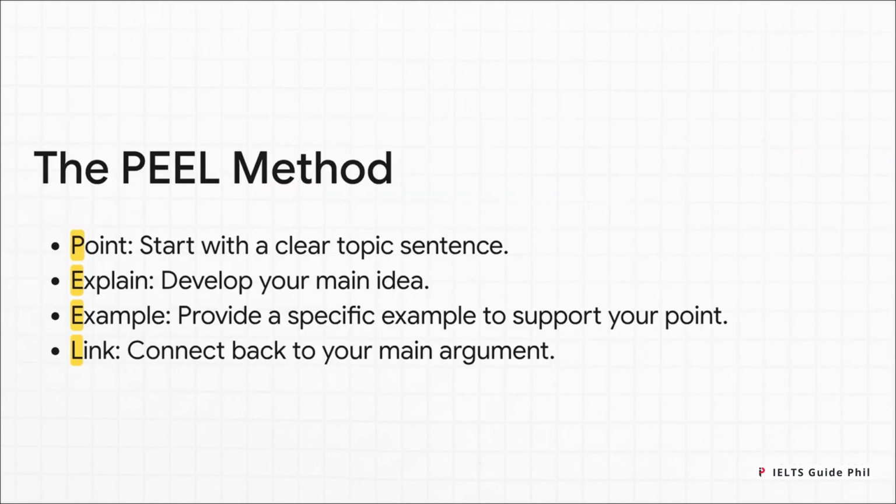So how do you make those body paragraphs really strong? You use the Peel method. Honestly, this is a total game changer. First, you make your point in a super clear topic sentence. Then you explain what you mean. You develop that idea a little bit. After that, you give a specific example to make your argument real and believable. And finally, you link that whole paragraph back to your main argument. This little formula makes sure every single paragraph is focused, it's well supported, and it's doing its job.